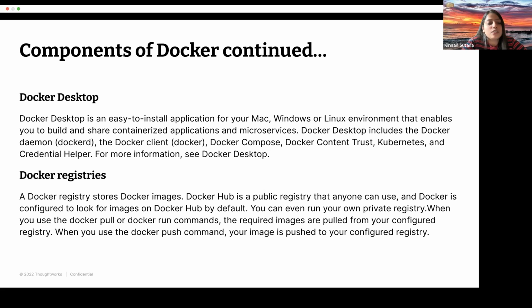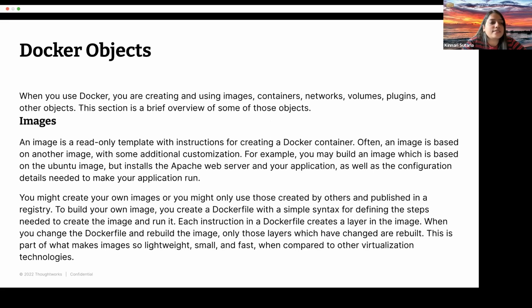When you use the docker pull or docker run commands, the required images are pulled from your configured registry. When you use the docker push command, your images are pushed to your configured registry. So two things are done on the registry: one is the pull, one is the push. It can be done in the public registry as well as in a private registry. If you have to use a private registry, you'll have to configure it. You'll have to create a registry first, right? We have options for creating a registry on AWS and many other options as well. So that is how we can use Docker registries.